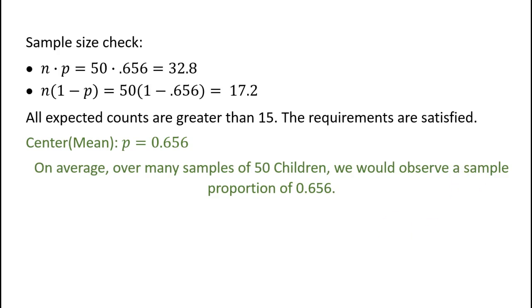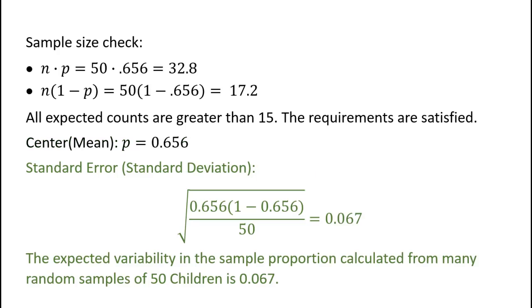Next, we can look at the standard deviation. The standard deviation can be found using this formula. This tells us the expected variability in the sample proportion calculated from many random samples of 50 children is equal to 0.067.